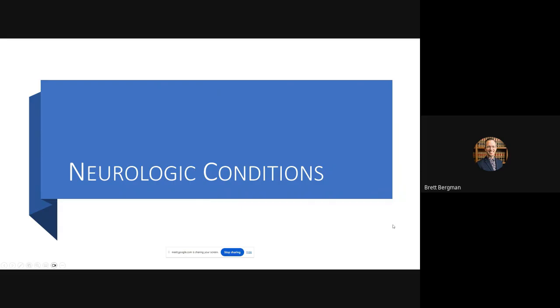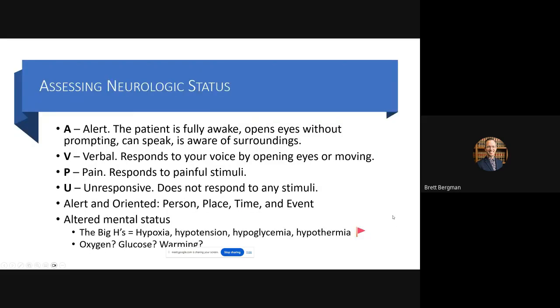So we'll jump into some of the neurologic conditions now. When we are assessing neurologic status, we're looking at it from two different angles. One is just their alertness and responsiveness. That's AVPU. So are they fully awake? Are they opening their eyes? Are they aware of their surroundings? Are they only responding to us when we talk to them or ask them a question? Are they only responding to us when we do some sort of painful stimuli? Or are they totally unresponsive?